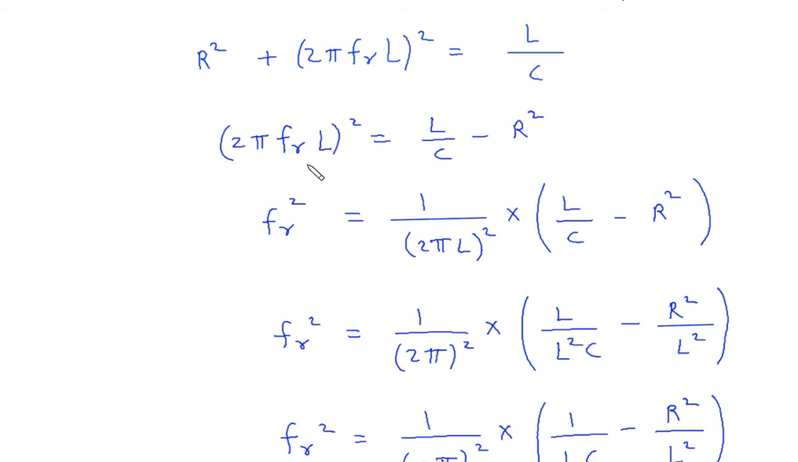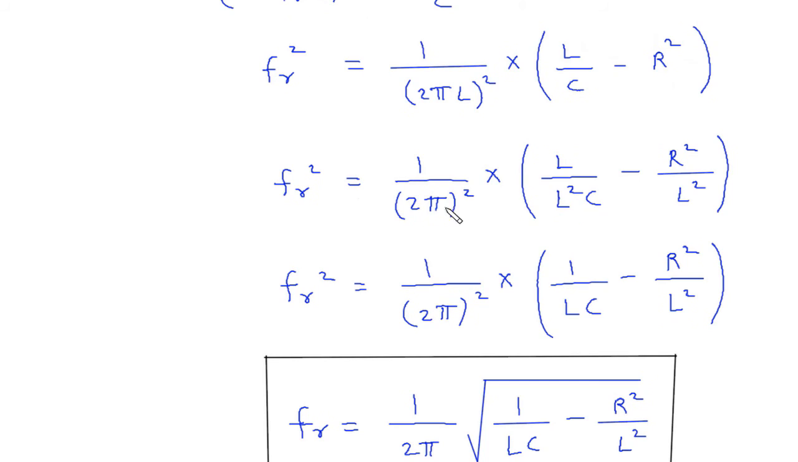And here if we have to find fr, so fr whole square is equal to this 2 pi L will go on the right side, so it will go in the denominator. So 1 upon 2 pi L whole square into this value, same L by C minus R square. Then we can take this L square inside the bracket. So this will be 1 by 2 pi whole square into L by L square C minus R square by L square. So here this L and this L will get cancelled. So what remains? 1 by LC minus R square by L square.